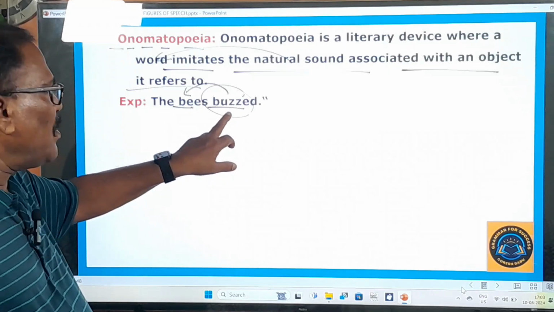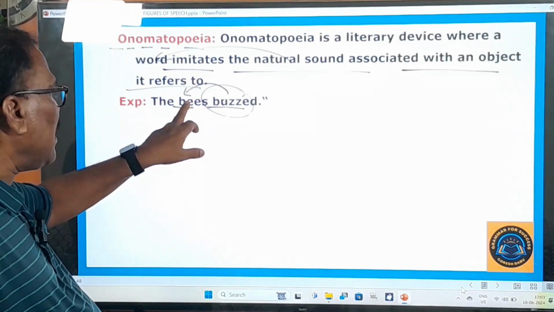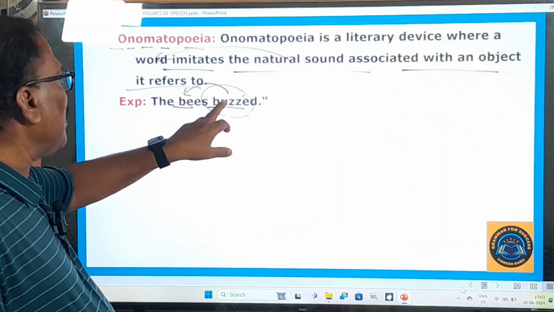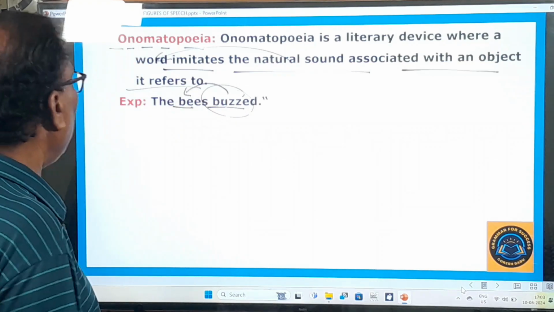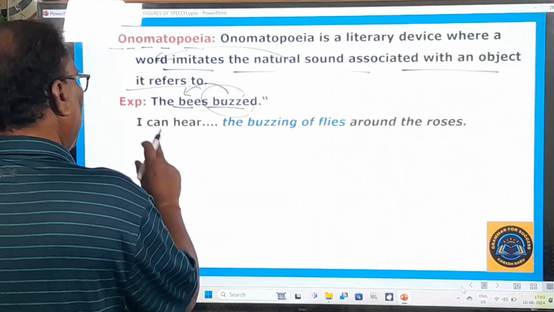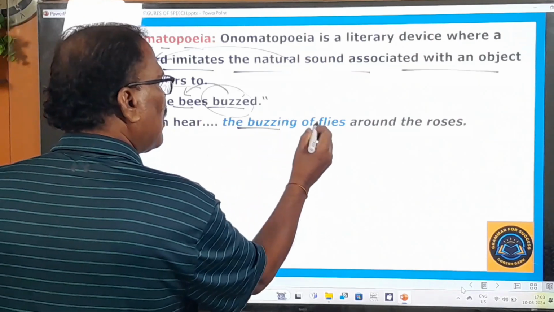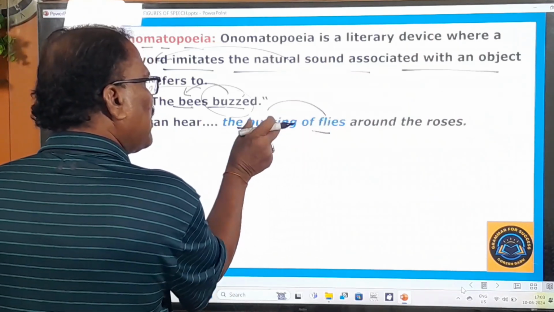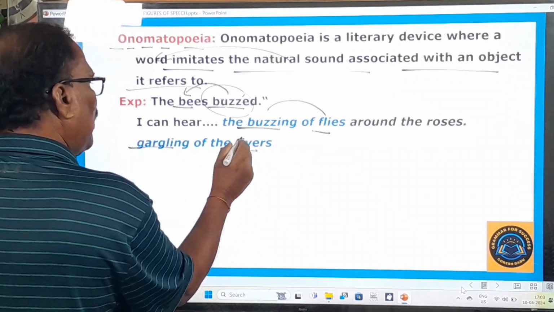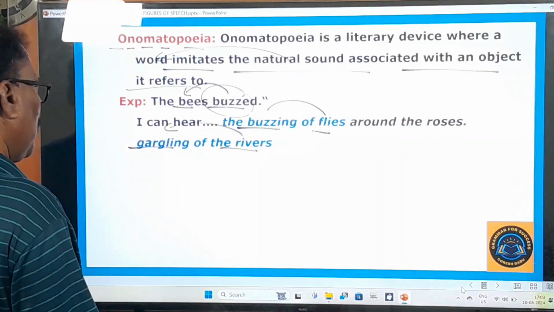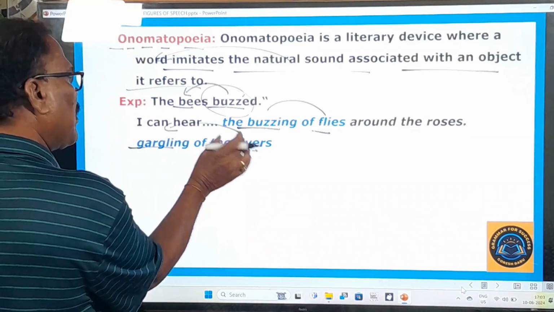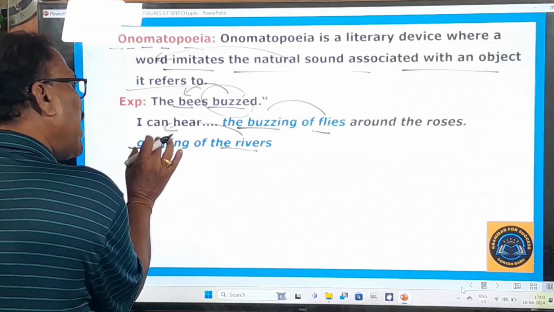Buzz, something like that. So this word is imitating the sound being made by these bees. Therefore, this is onomatopoeia. Okay, onomatopoeia, right? And other examples have been given here. I can hear the buzzing of flies. The sound of the flies is buzzing. And around the roses, gargling of the rivers. Rivers always gargle. So you say galagala pare selayera. The gargling of the rivers. This is the sound made by the rivers.